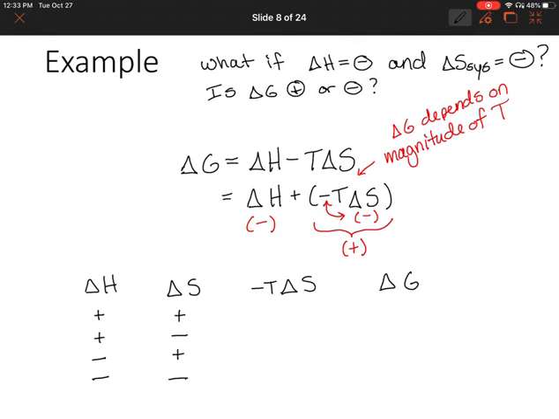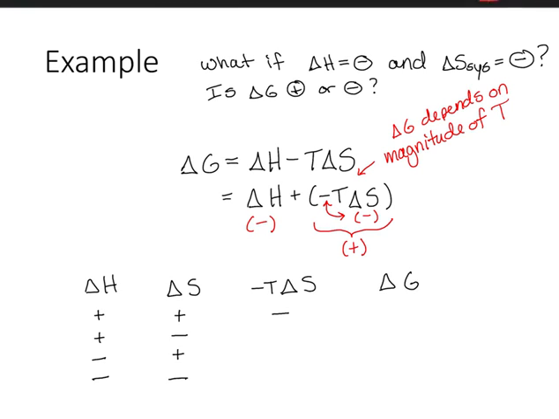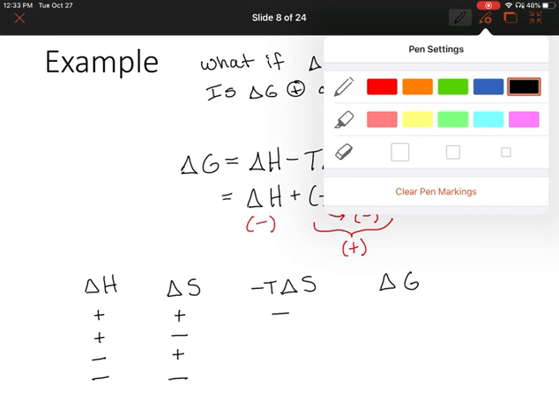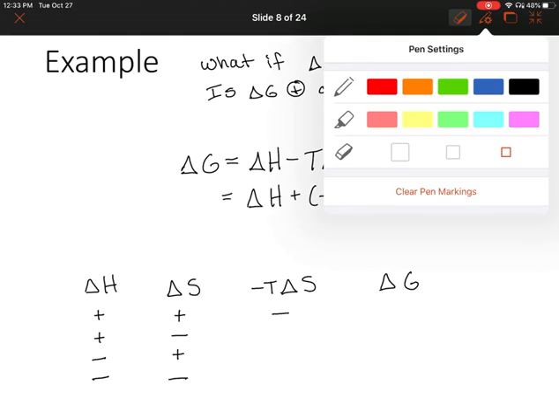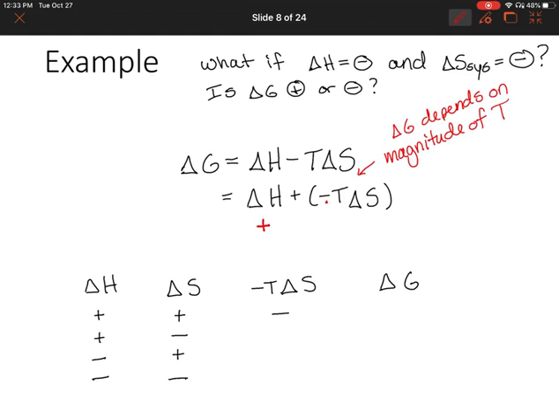All right, so if delta S is positive, would negative T delta S be positive or negative? It would be negative, right? Because delta S is positive and then times a negative gives us a negative. So let's plug that in up above. Okay, so we said that delta H is positive and then negative T delta S is negative. So is delta G positive or negative?